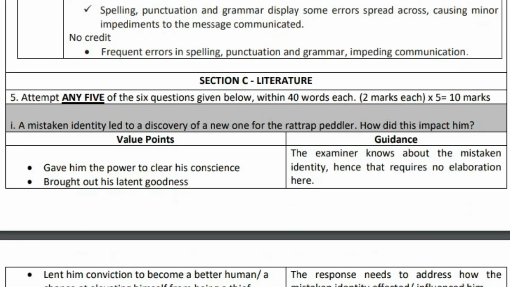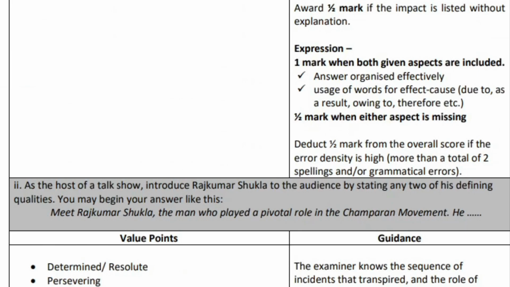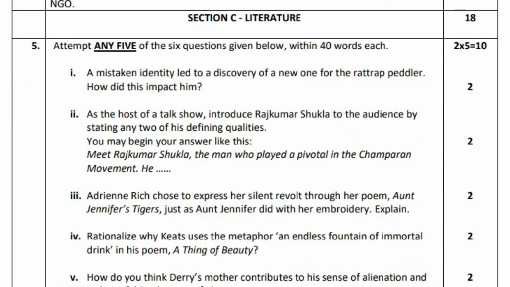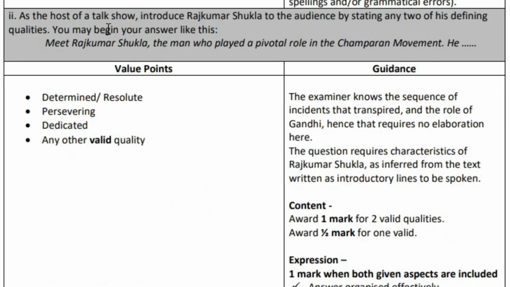Section C literature, question number 2. Now see, as the host of a talk show, introduce Rajkumar Shukla. So you can start like, meet Rajkumar Shukla, the man who played a pivotal role in the Champaran movement. So this is the way you have to write: determined, resolute, persevering, dedicated, any other valid point. But you should write a small paragraph introducing Rajkumar Shukla.